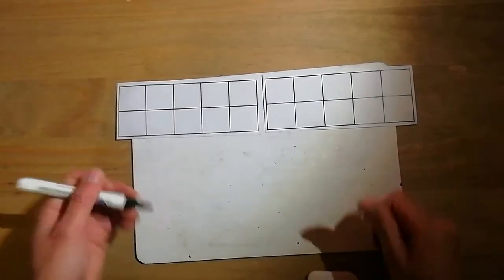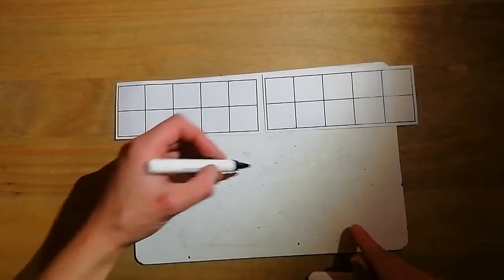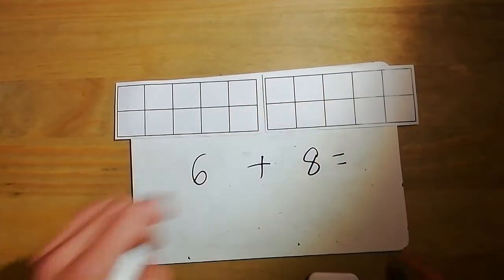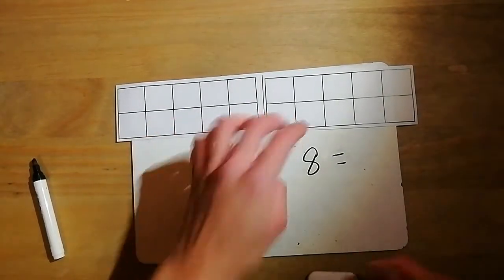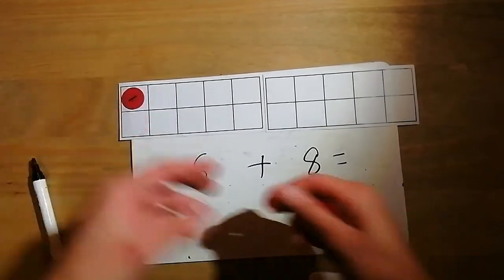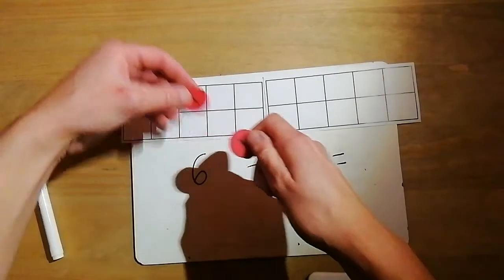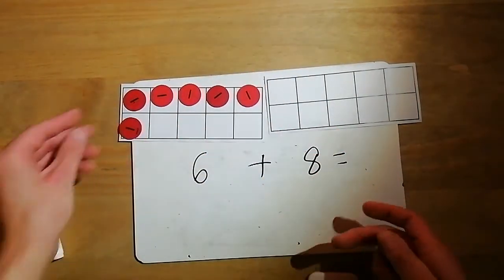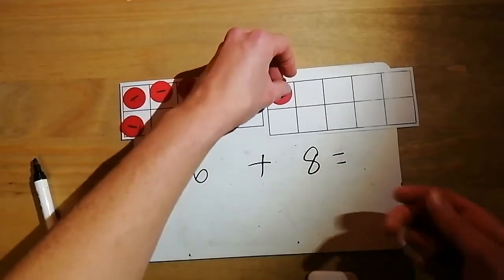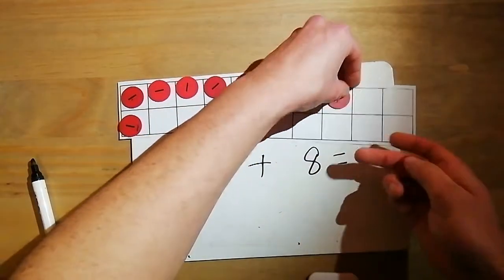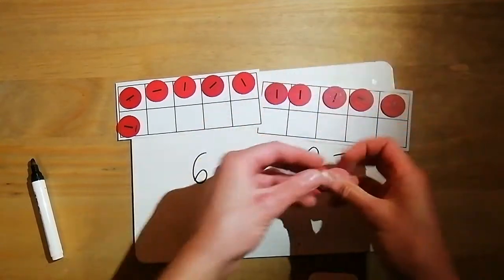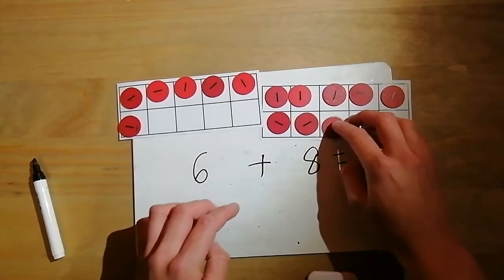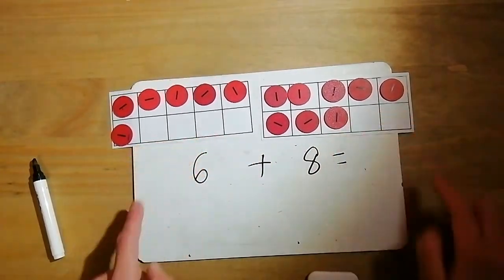try 6 add 8. Now 6 add 8, you might be able to do that in your head, but let's represent it anyway. 1, 2, 3, 4, 5, 6 on this side, and you guessed it, 1, 2, 3, 4, 5, 6, 7, let's get one more, 7, 8 here.